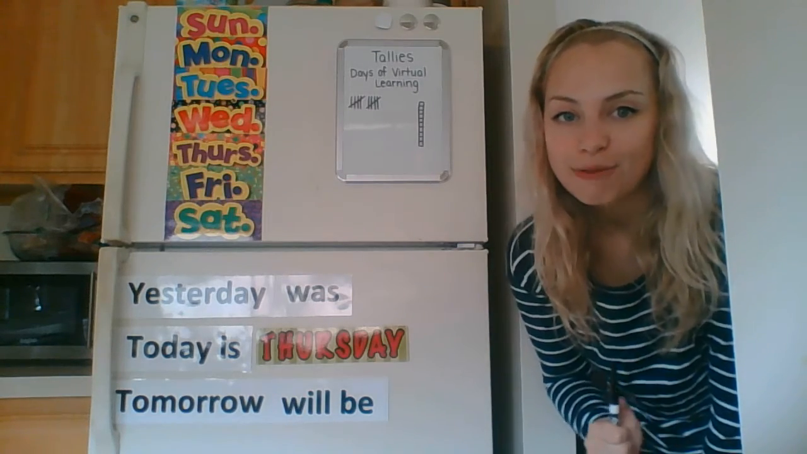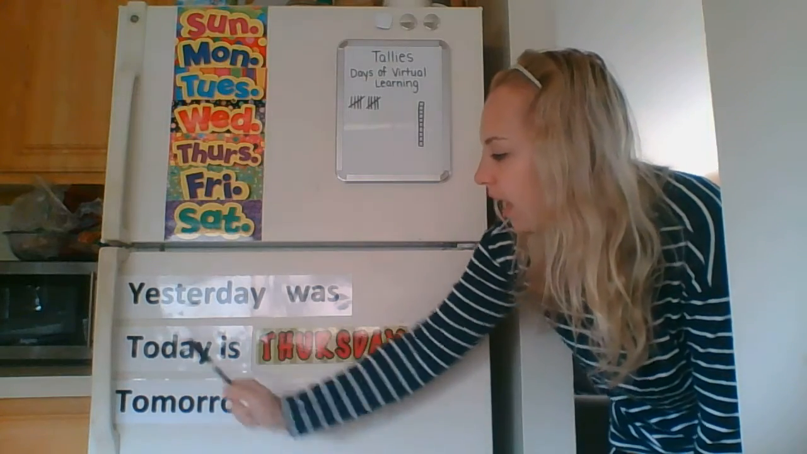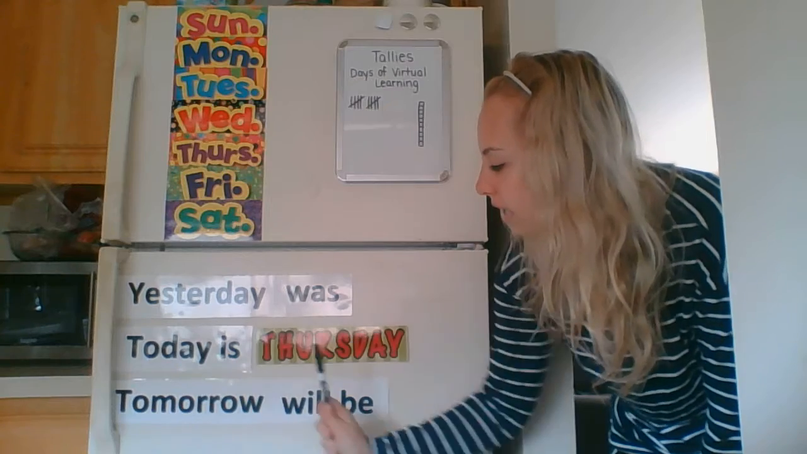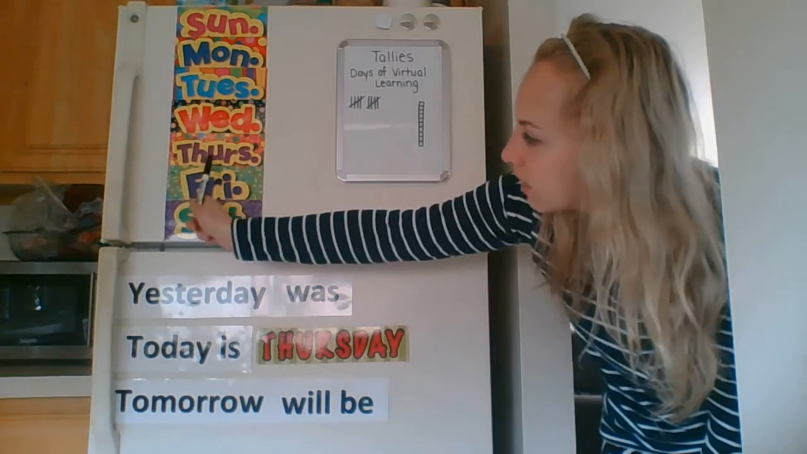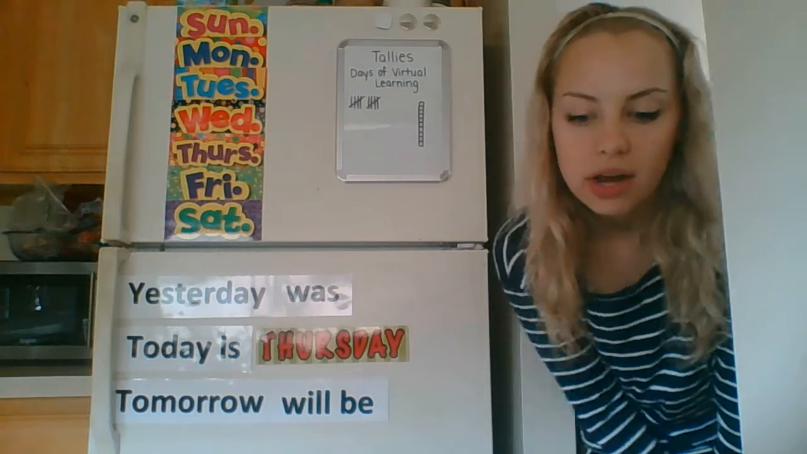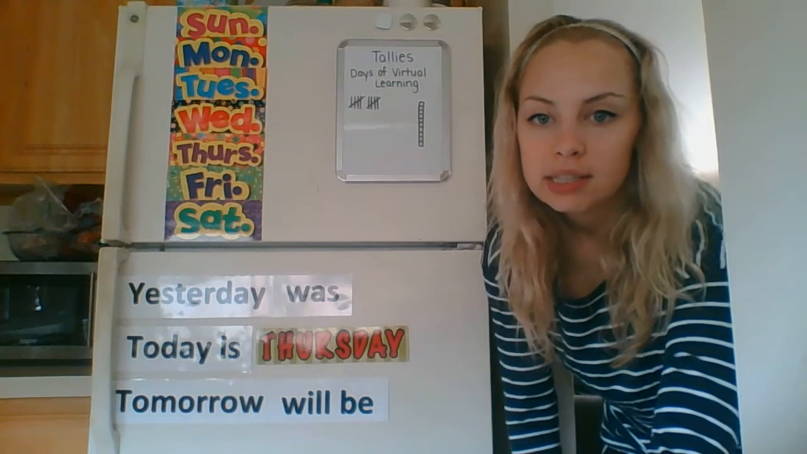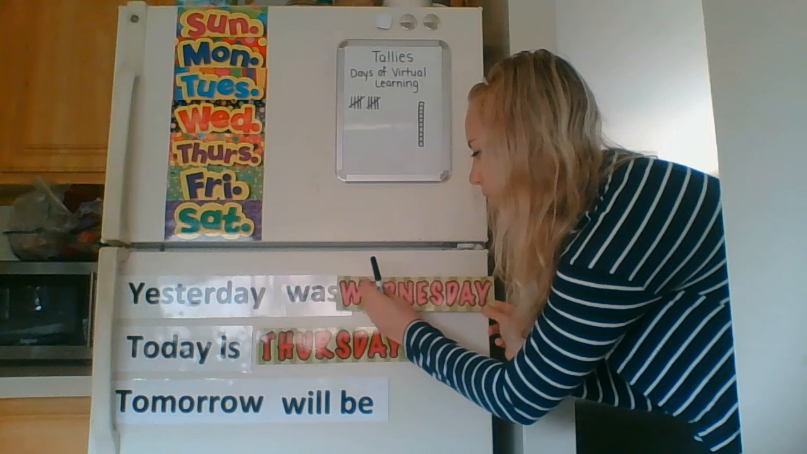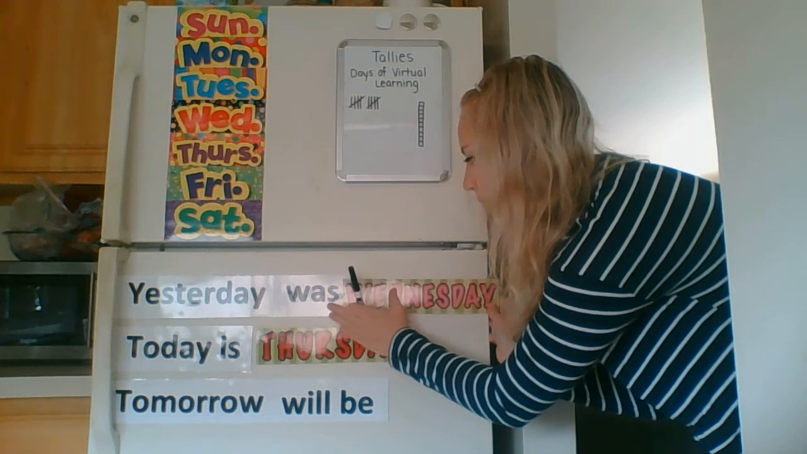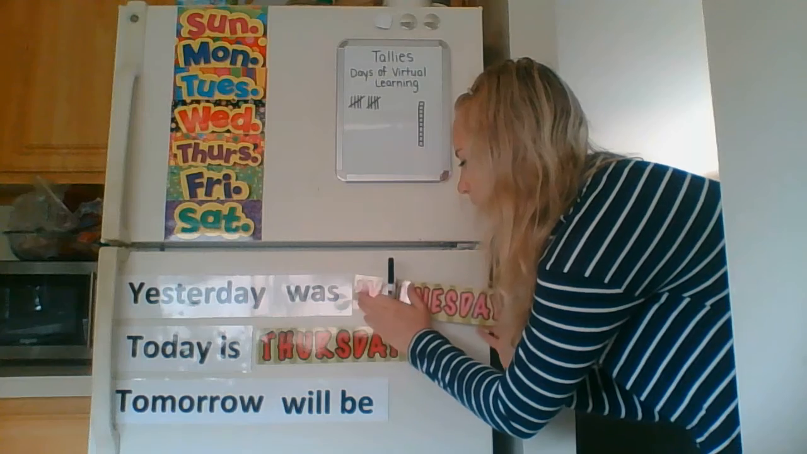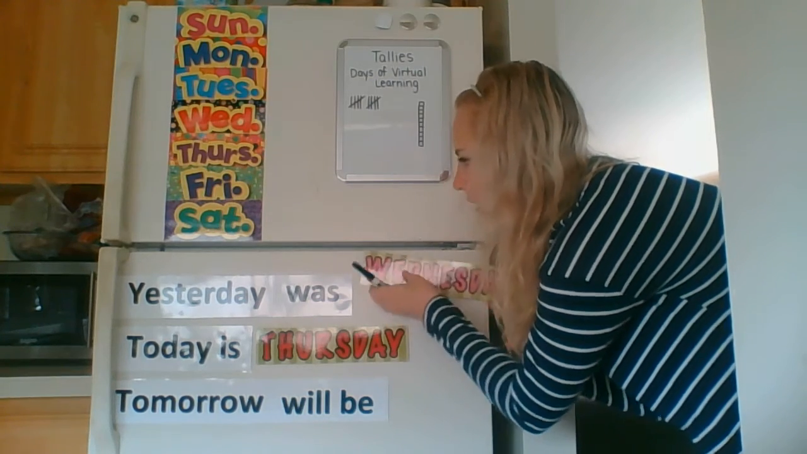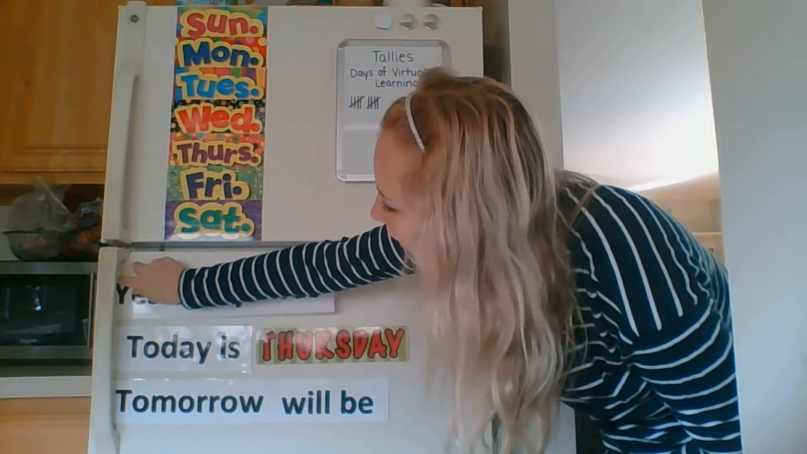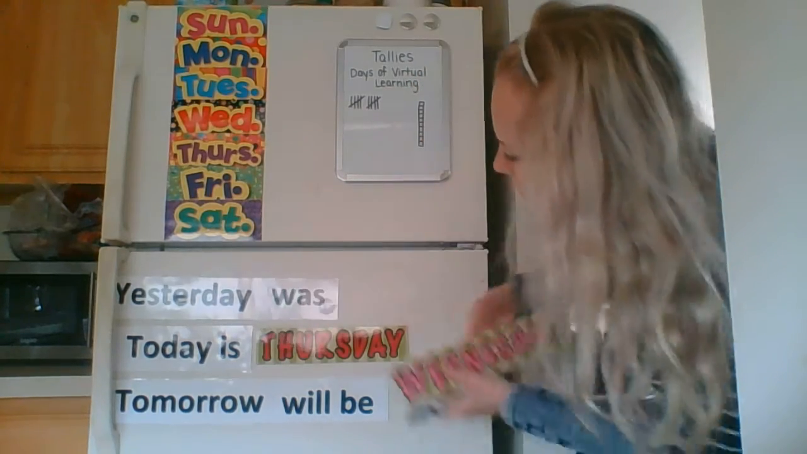First, let's go ahead and read our sentence. Today is Thursday. Read it with me. Today is Thursday. If today is Thursday, what was yesterday? That's right, it was Wednesday. We're gonna sneak it right in here. Push this one over a little bit. Sneak it right here.